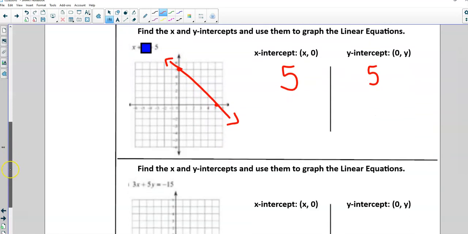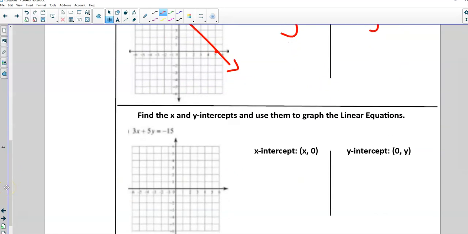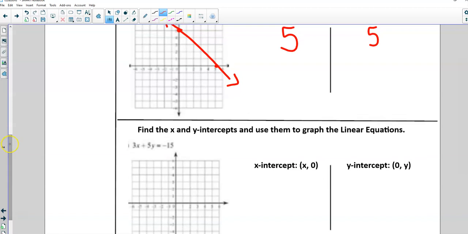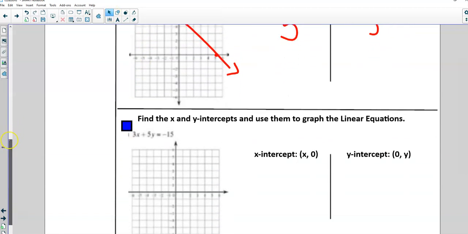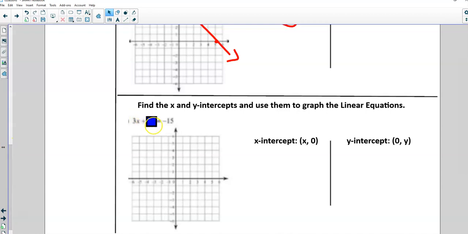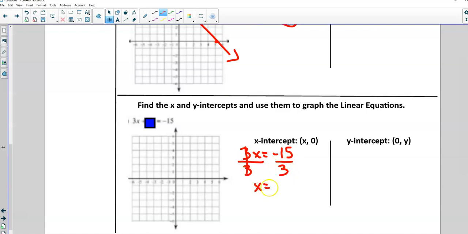Okay, and the last one actually has some numbers with it. So 3x plus 5y equals -15. Go back up and take this box. Okay, so same thing. If I'm trying to find the x-intercept, I'm going to cover up that y. So that y goes away. 3x equals -15. And we're going to divide both sides by 3. X equals -5. So my x-intercept is -5.